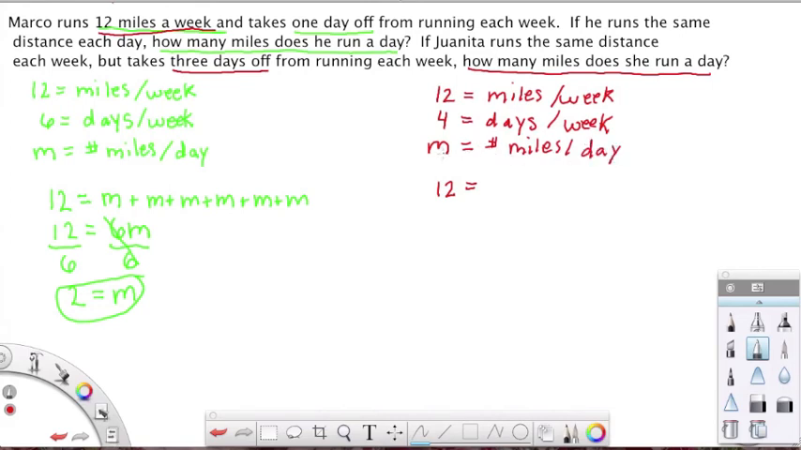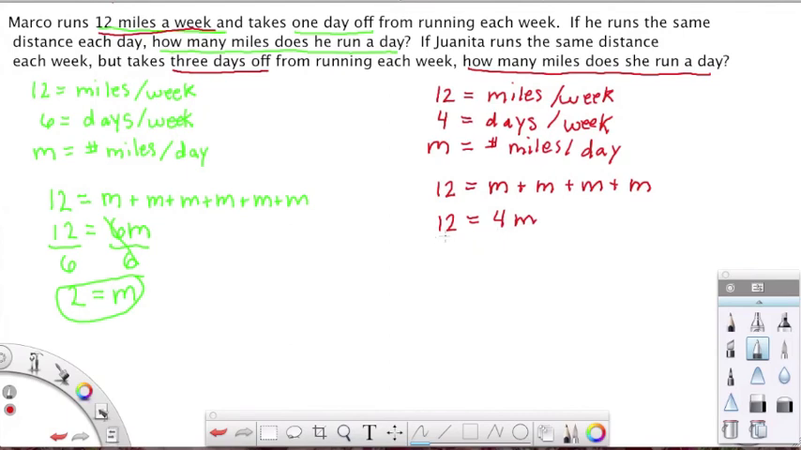We know that she runs 4 days. So day 1, she runs m miles. Day 2, she runs m more miles. Day 3, she runs m miles. And day 4, she runs m miles as well. So what do we have here? We have repeated addition once again, which is really multiplication. So we can say that 12 is equal to 4m.